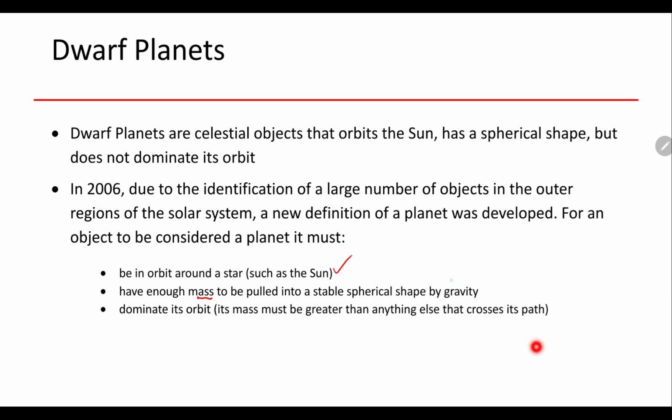Pluto is roughly spherical, not quite always. So this one was not quite met. And the other is it has to dominate its orbit. And the problem is that it crosses paths with other planets. So sometimes it's actually closer to the sun than Neptune. And also there are other objects in its orbit which are also relatively large.